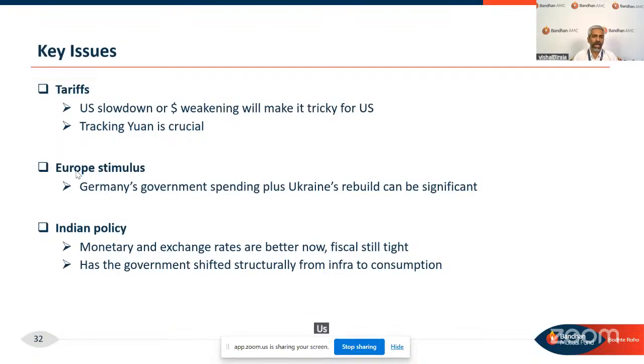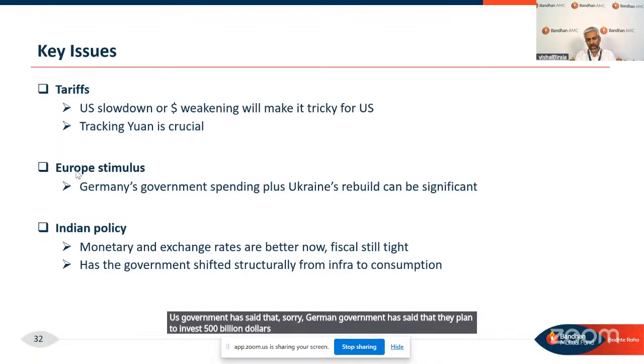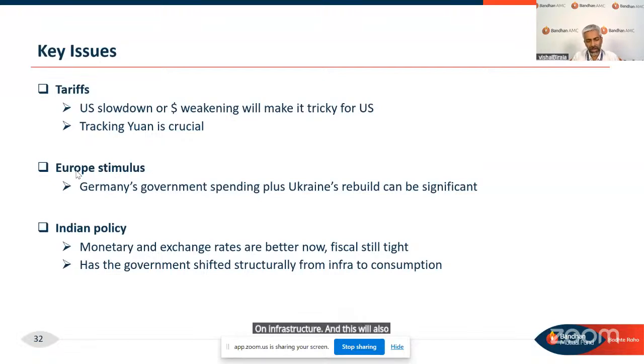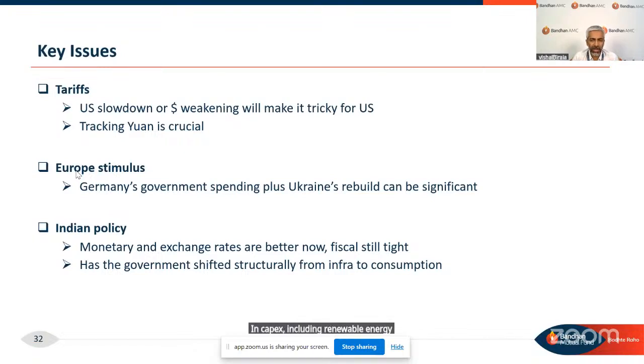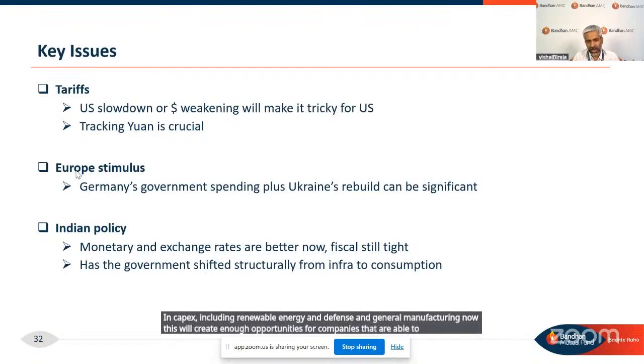The German government has said that they plan to invest $500 billion over the next 8 to 10 years on infrastructure, and this will also imply a lot of spending on defense. Then there will have to be associated spending on electricity and transport and the like. So we think over the next 10 years, Europe will have to spend about $2 trillion in capex, including renewable energy, defense and general manufacturing. This will create enough opportunities for companies that are able to service this, and we do have some stocks that should benefit from this outlook.